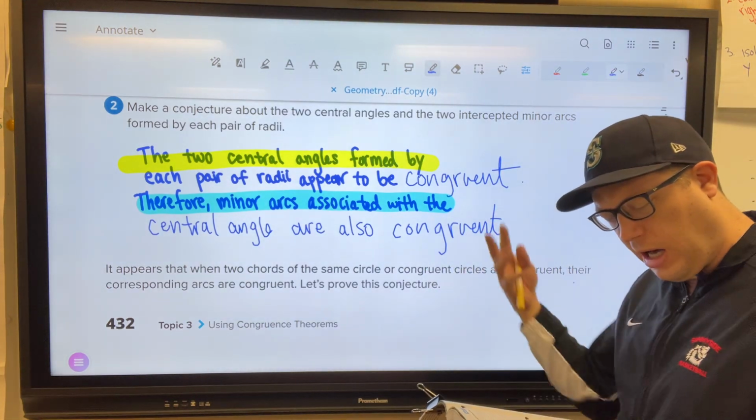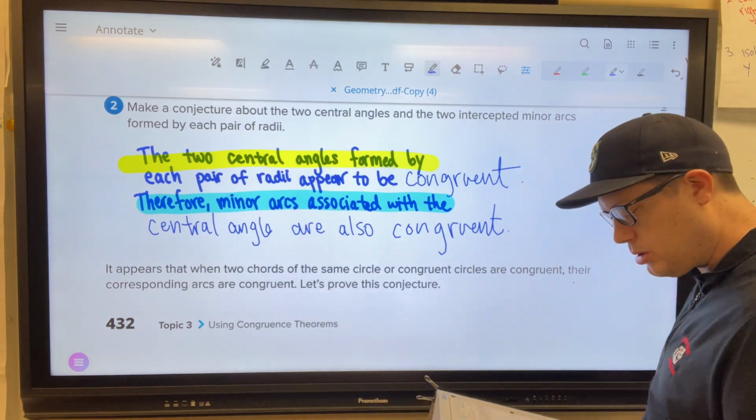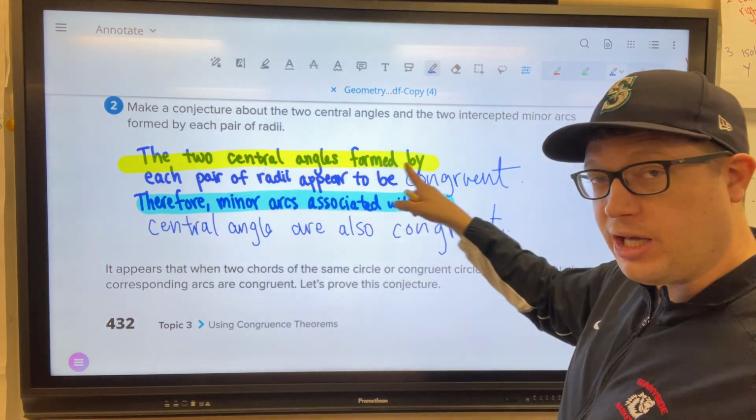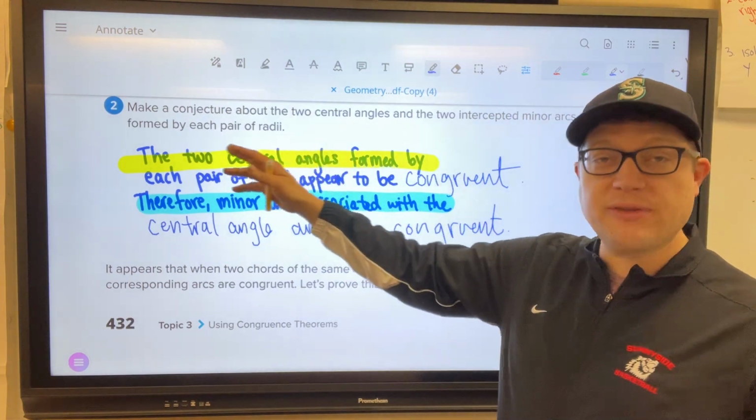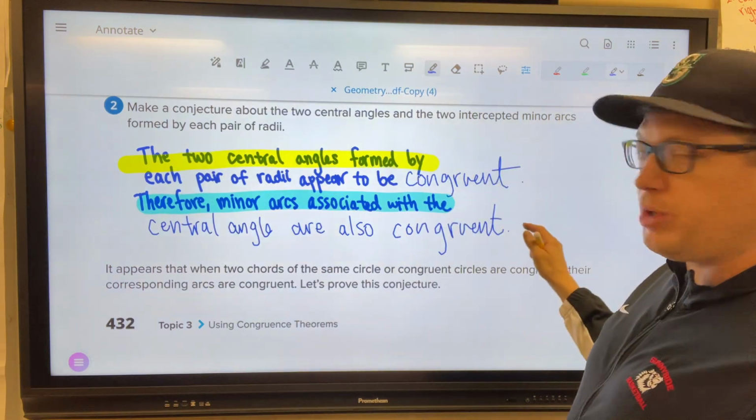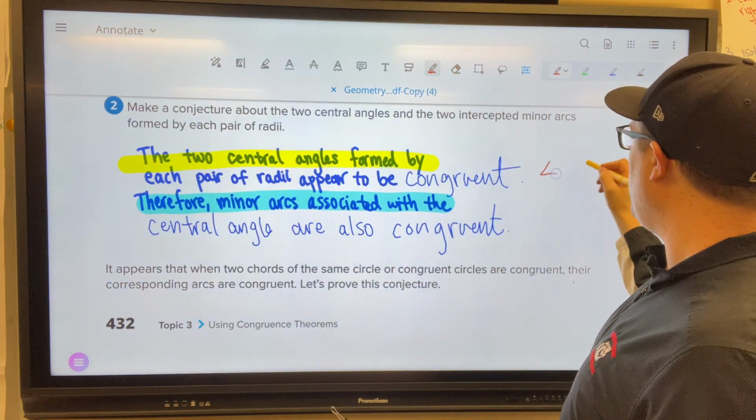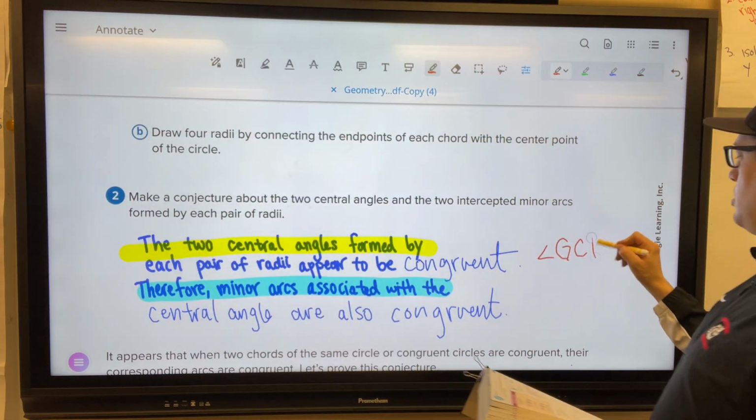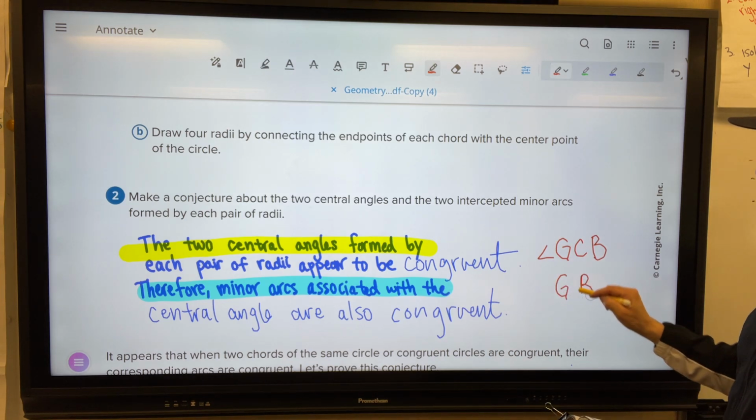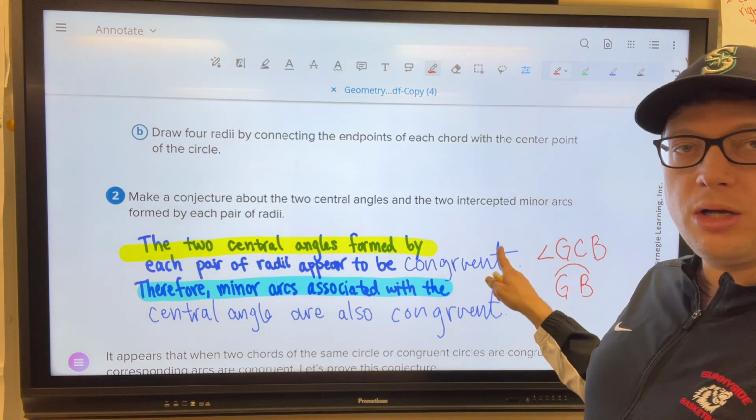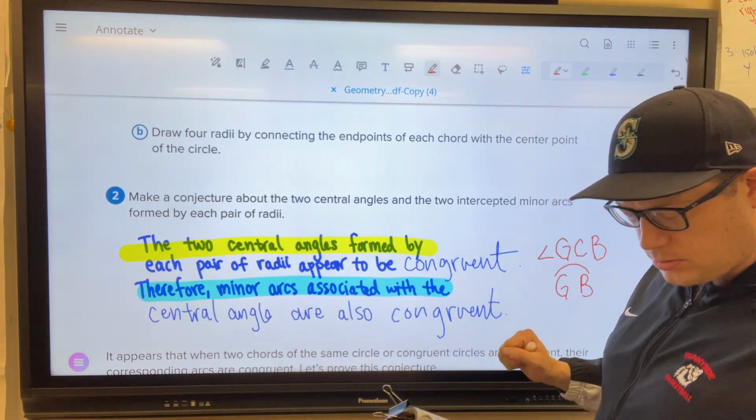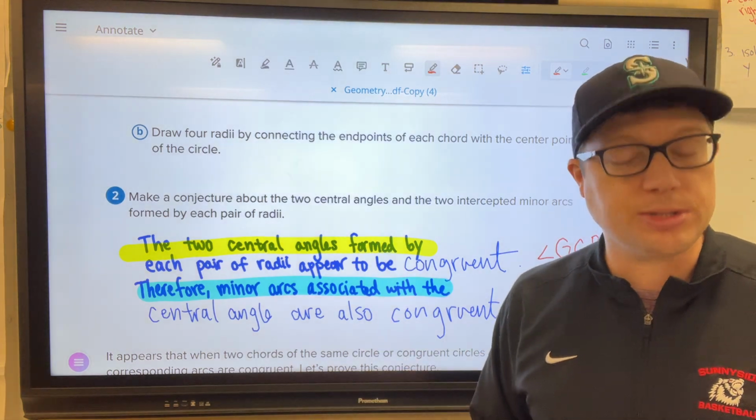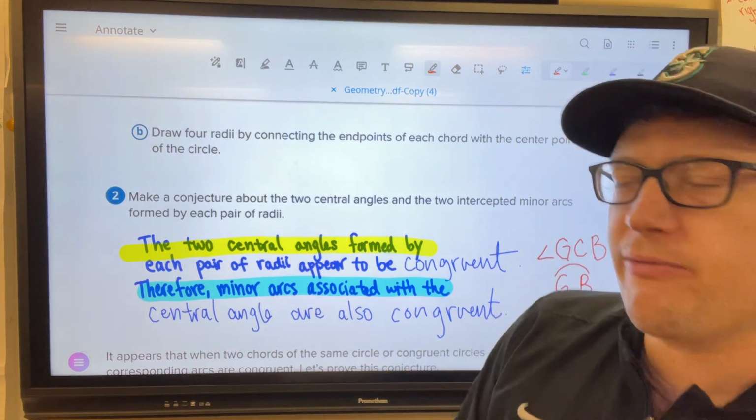Here's a question for you. How do you know the chords are congruent? What are the names of the central angles associated with each chord? What are the names of the arcs associated with each chord? We should be able to identify that. The central angle, like I mentioned up here, would be like GCB, for instance, but its arc is GB, referencing central angle and intercepted arc. In this situation, did the chords determine the arcs or did the arcs determine the chords? And why do you think it's one way versus the other?